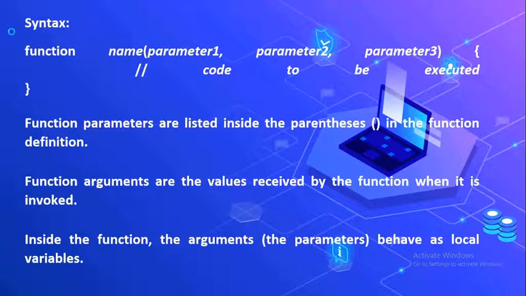Function parameters are the list inside the parentheses in the function definition. Function arguments are the values received by the function when it is invoked. Inside the function, the arguments, the parameters, behave as local variables.